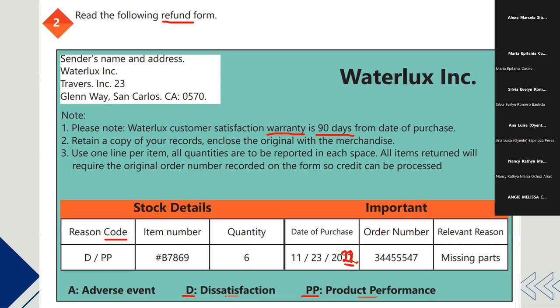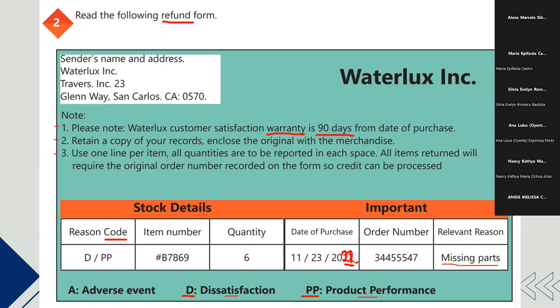Okay, we are talking about a refund and the situations when the customer can receive a refund for a product that has a problem. Like in this case, the product has missing parts. It's not complete, right? It's missing some parts. So there are some situations like politics of the company in which the person can ask for a refund.